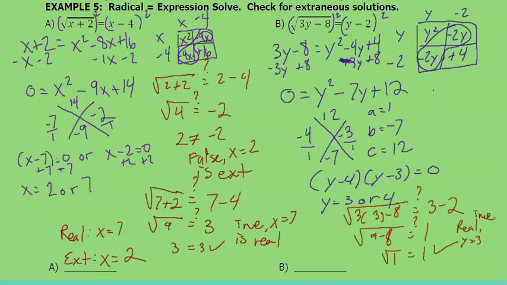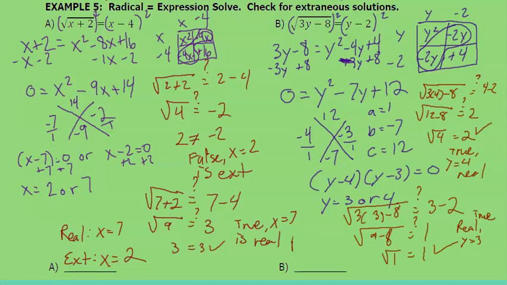Okay, let's try y equals 4. The square root of 3 times 4 minus 8, is that equal to 4 minus 2? Is the square root of 12 minus 8 equal to 2? Yes, the square root of 4 does equal 2. So this was also true. So we have two real solutions. We have y equals 3 and y equals 4.